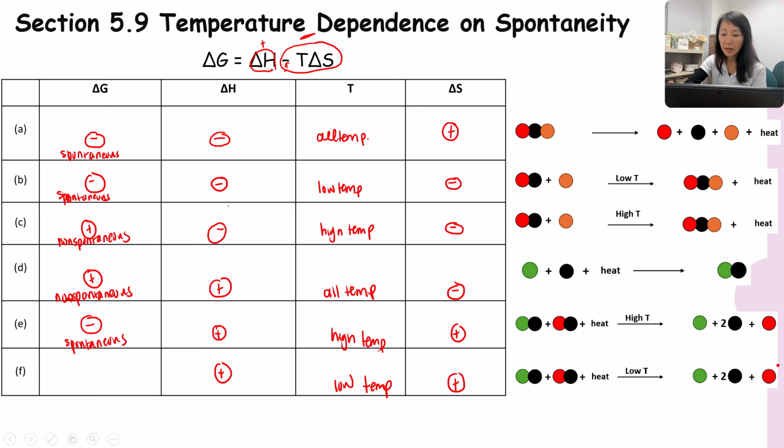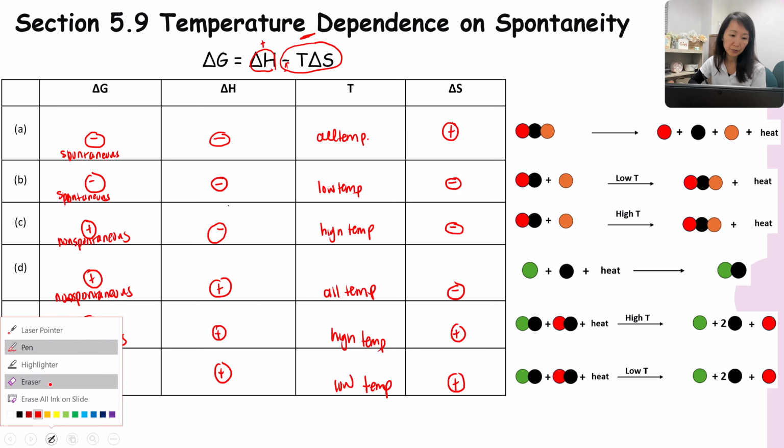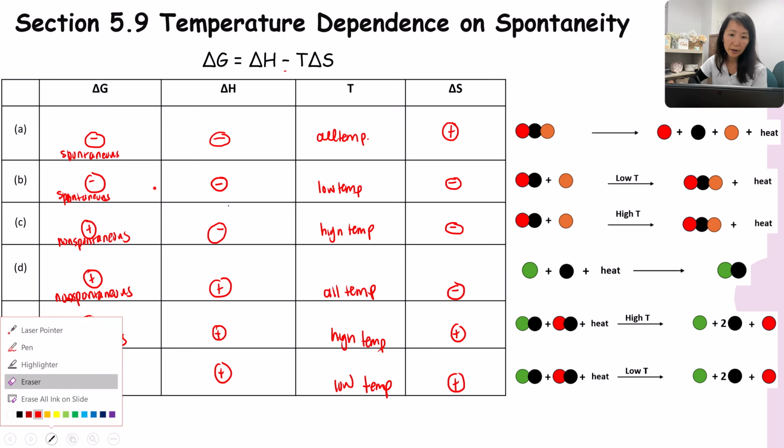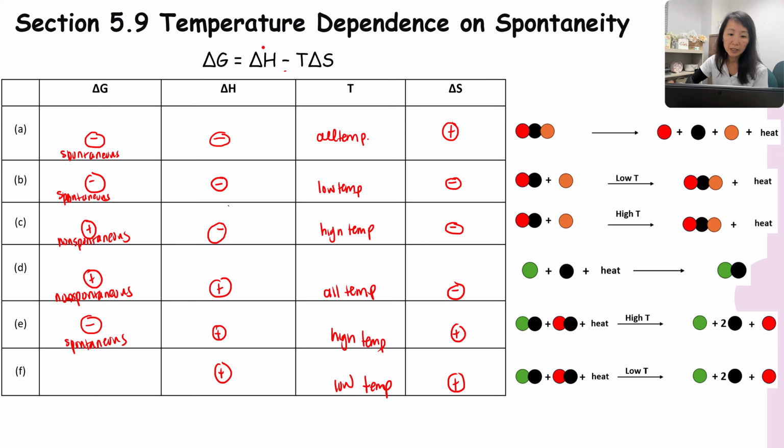Whereas in this scenario, it has positive delta S, it also has a positive delta H, but it's at very low temperature, which means that in this equation, you will have delta H being positive, and because this is a very small minus, since the temperature is low, this positive will overpower that negative, making this a positive delta G, a non-spontaneous process.